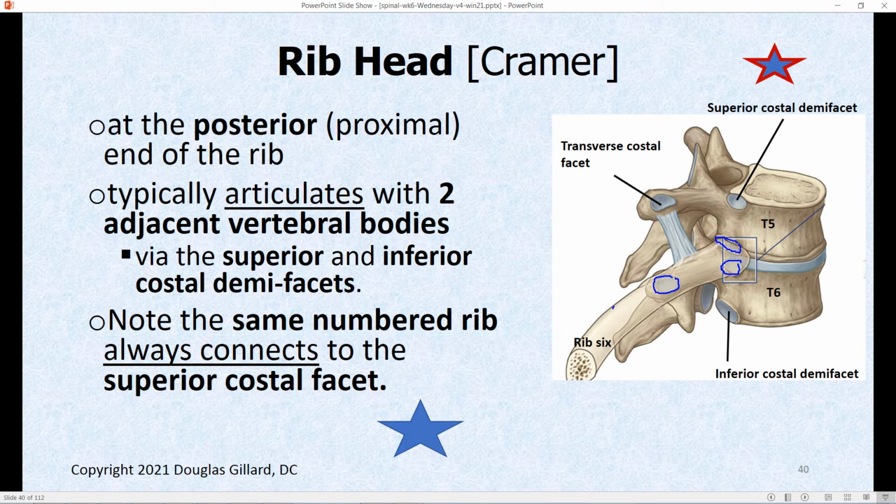And therefore the great boards question, and any question, is if this is T6, and I didn't have these numbers here, how would you label these bones? Well, the rib always bonds to the superior demifacet. So we would look for the superior demifacet, and that would tell us that this is T6 and this is T5. Okay, so that's an important concept. The same numbered rib always connects to the superior costal facet. It connects to the inferior costal facet of the bone above, but that will always be one lower. So this is T5, this is T6. So make sure, guaranteed questions on the test on that and on boards.